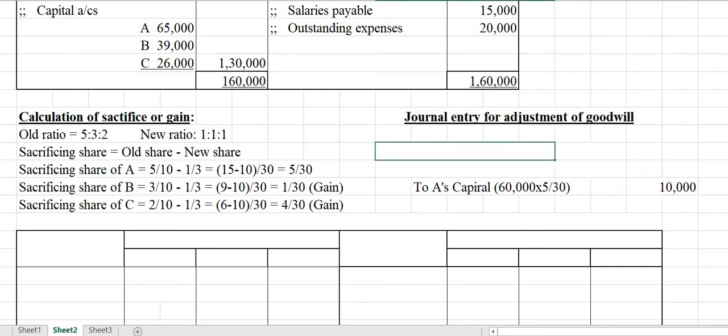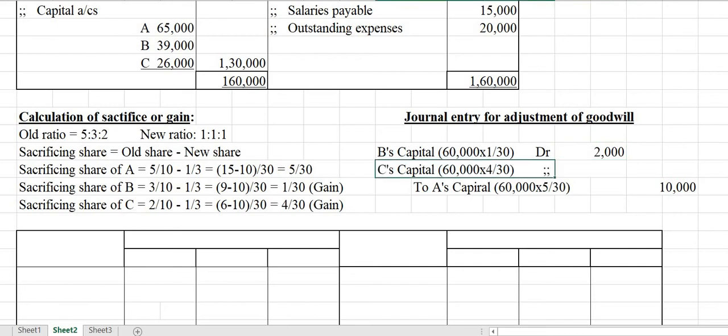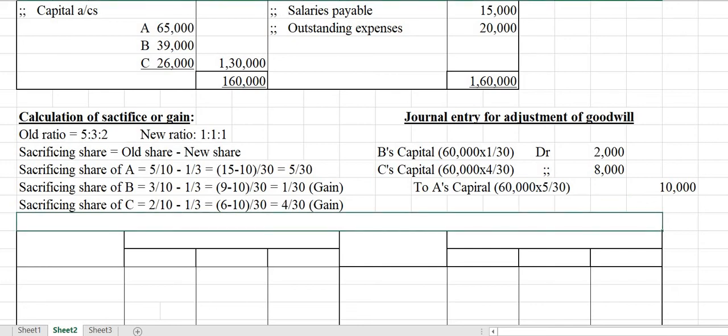And B's share is 2,000. B's capital debtor 2,000. C's capital debtor how much? 8,000. Total 10,000 is to be given to A. So this is the journal entry for treatment of goodwill. Is it clear? That means the gaining and sacrificing share of goodwill we have to find out, then that will be shared among the gaining partners in their gaining ratio and will be compensating the retiring partner, the sacrificing partner.